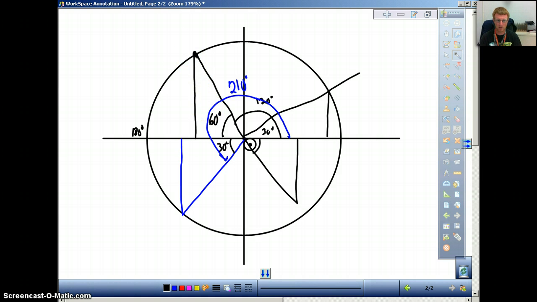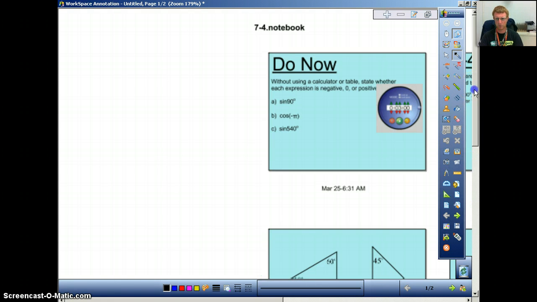We'll work on that more in class, but this is the most important thing for you to understand out of this section: how to understand where to find a reference angle, and how to find it. It's really a simple concept, but you just got to get used to it. All right, so let's go back to the slides that we're working on.